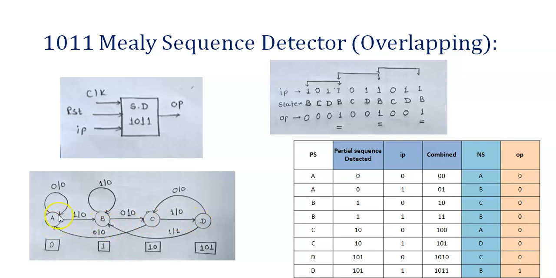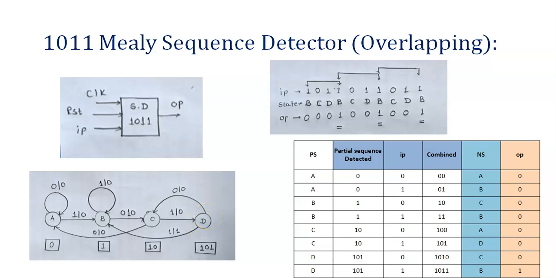Then the second step is that you need to give names. A is given to the first state, B is given to the second state, C is given to the third state, and D is the name given to the fourth state. So this is the second step.